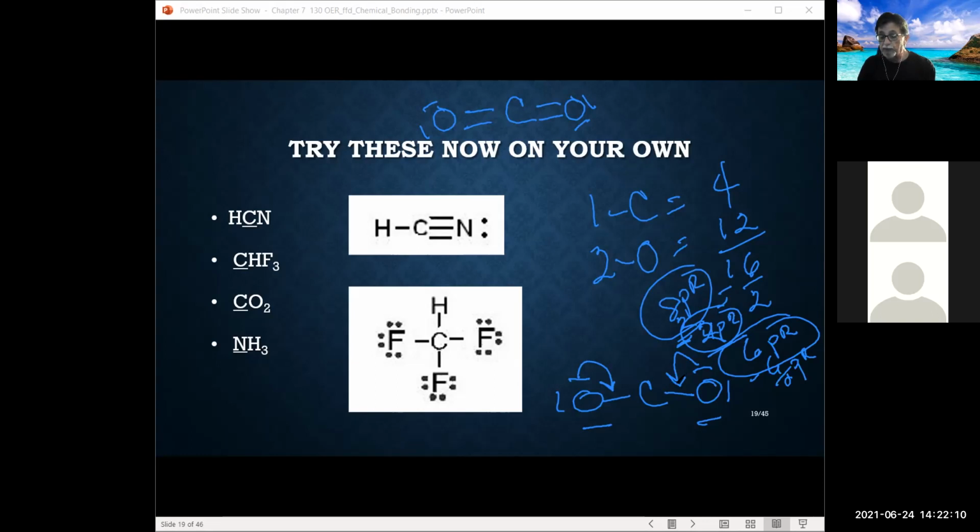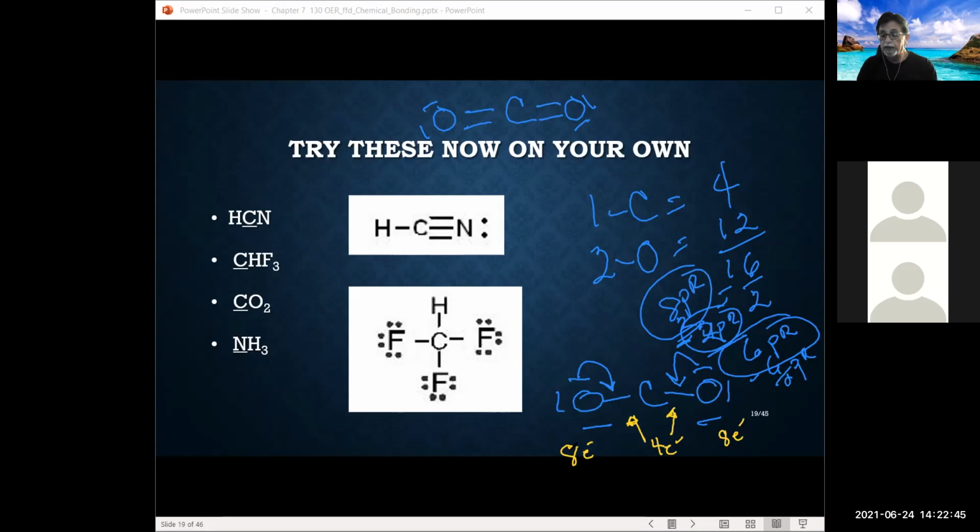See, before that double bond, let me change the color here. Before that double bond, I only had 2 there and 2 there for carbon. I had a total of 4 electrons for carbon. Okay. Around the oxygen, there's a total of 8 electrons. And the same is true for the other oxygen. 8 electrons around each oxygen. So the oxygens were good, but the carbon only had 4 electrons.